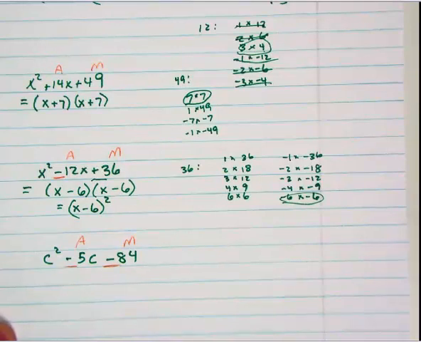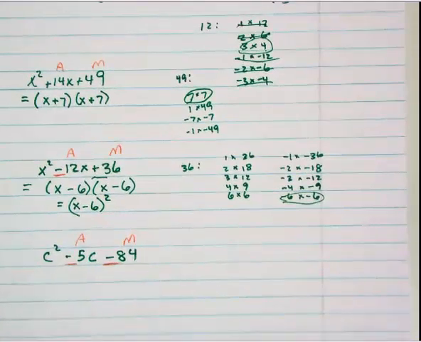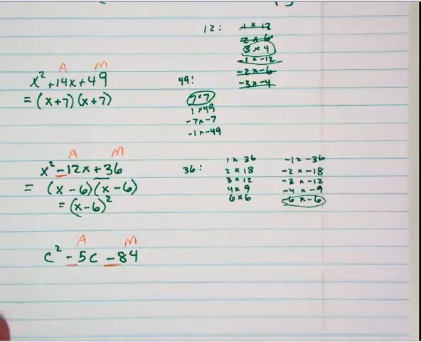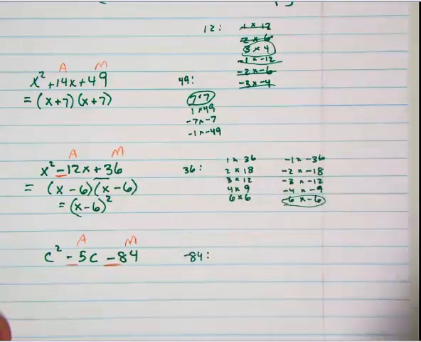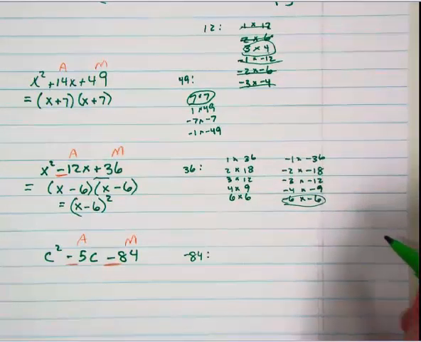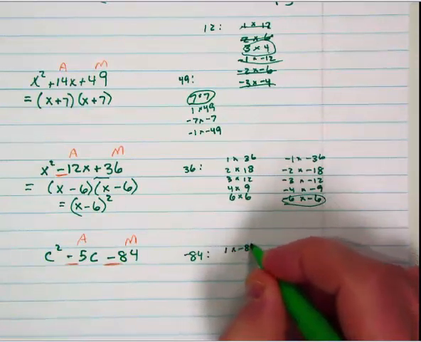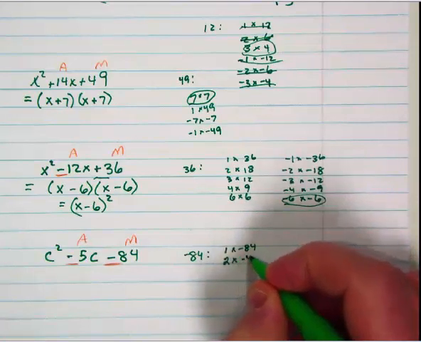This one's a little bit trickier because, got to be honest, I don't know my factors of 84 very well. But if I just go through systematically like I have for all the rest. So my factors of negative 84. To get a negative product, remember that one number has to be positive and one has to be negative. So I'll start with positive 1 times negative 84. And then 2 times negative 42.